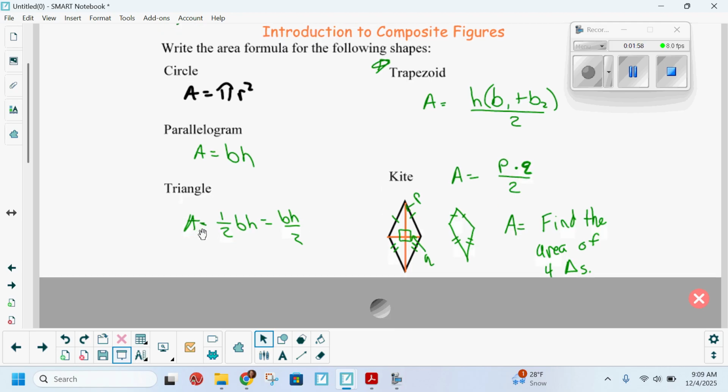And then our triangle we know as 1/2 base times height, or base times height divided by 2. So take a moment and look at that triangle formula, which you know, and compare it once again to the trapezoid. They are so similar. So you're going to use that area of a triangle formula to help you remember area of a trapezoid.